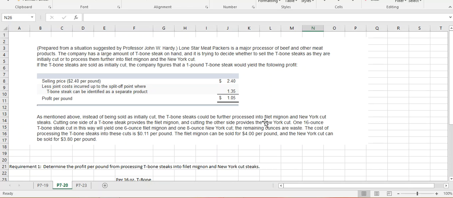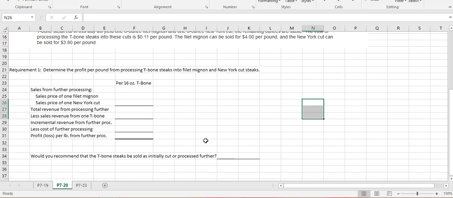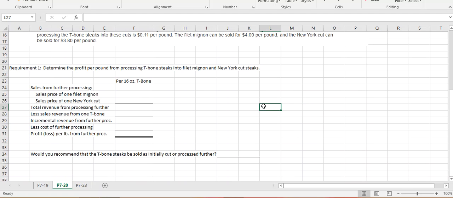Then it says we can cut those T-bone steaks in half and have filet mignon and New York cut steaks. One 16-ounce T-bone steak cut in this way will yield one 6-ounce filet and one 8-ounce New York cut. The remaining ounces are waste. So we have some waste, because we're going to lose the ability to use part of that meat. It says the cost of processing the T-bone steaks into these cuts is an additional 11 cents per pound. And then we've got a selling price: the filet mignon for $4 a pound and New York cut for $3.80 a pound.